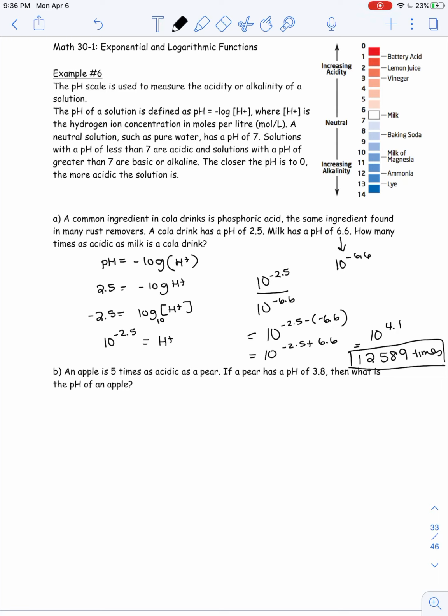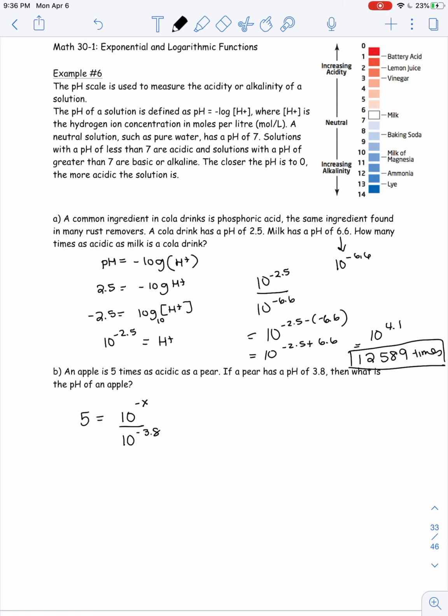Now an apple is 5 times as acidic as a pear. If a pear has a pH of 3.8, then what is the pH of the apple? So what we're doing is we know that the apple is 5 times. We know the answer is 5. And whenever we're comparing, we always put the higher pH at the top. So it's going to be the, let's see, it says the apple is going to be more acidic, so that's going to be your top number. So some negative x value over 10 to the power of negative 3.8.